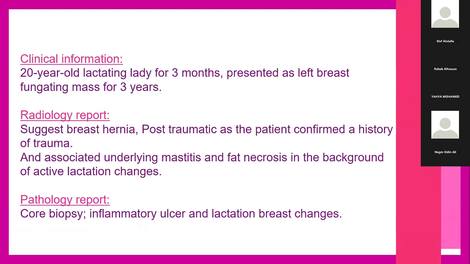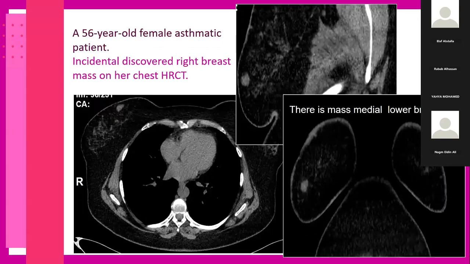So the surgeon told me he had taken a biopsy, sent it to pathology, and sent the patient to me for evaluation. After 2 or 3 days, he sent me the pathology report, which showed an inflammatory ulcer and lactational breast changes within that herniated breast tissue. Okay, let us go to the next patient.